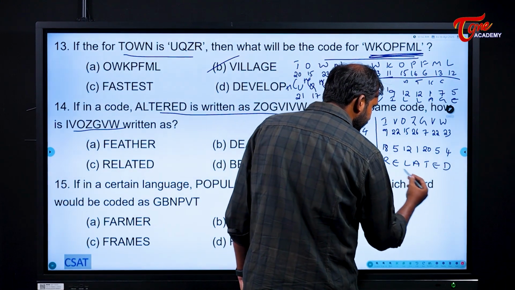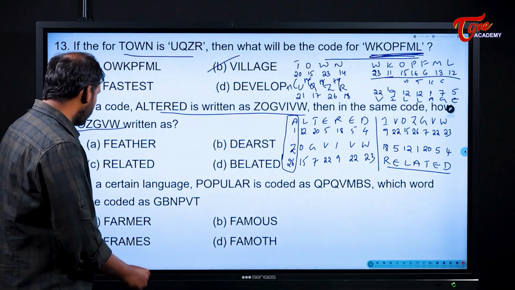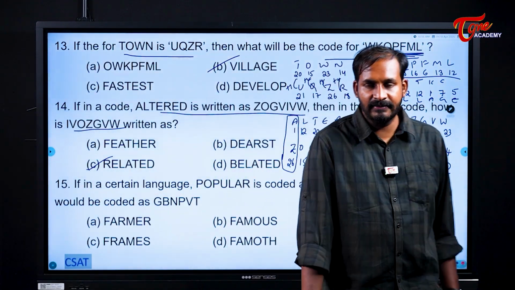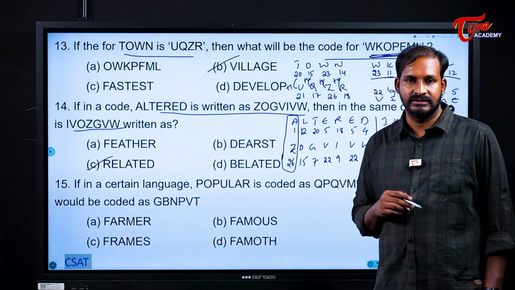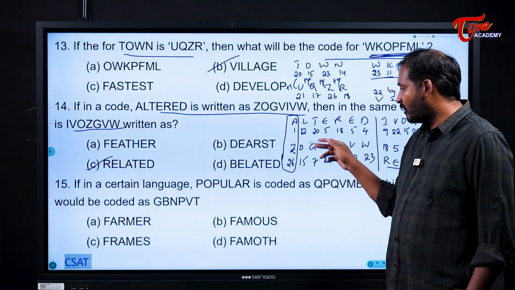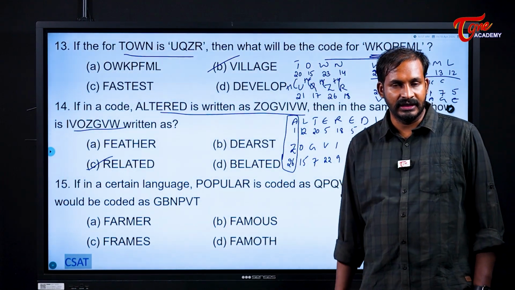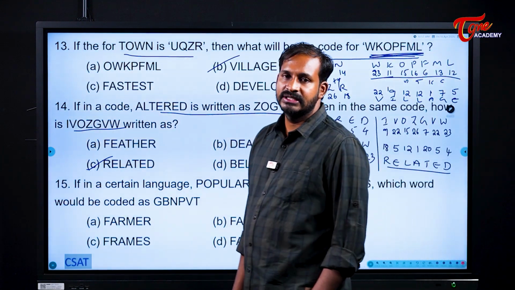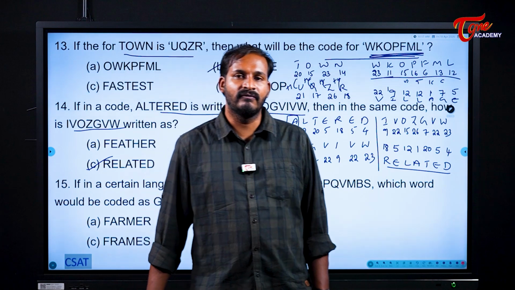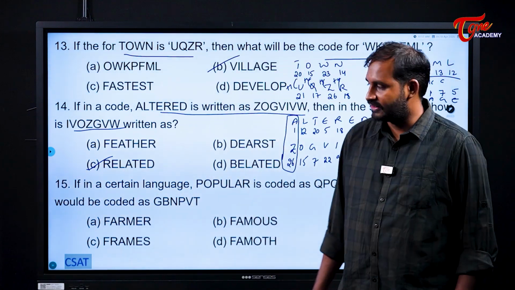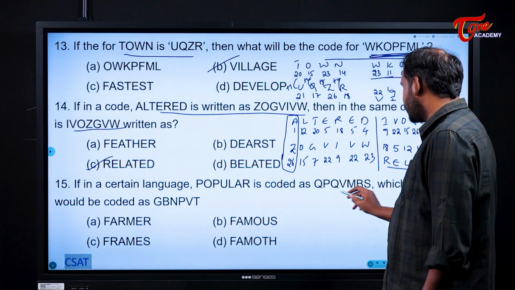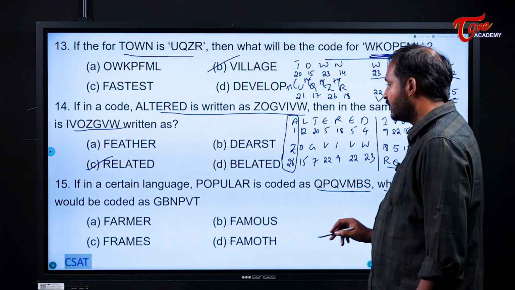Related, related. So our answer here will become what? Related. Understood? This one is a little bit different from our previous one. Here the first and last alphabets are linked, and their sum will always be equal to 27.